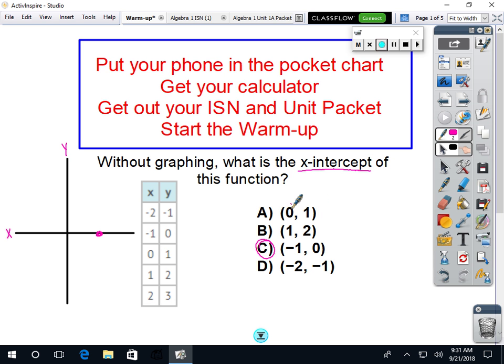Y-intercepts always have a 0 for the x value. X-intercepts will always have a 0 for the y value. Otherwise, they wouldn't be sitting on the axis. They would be sitting in one of the quadrants. Does that make sense?